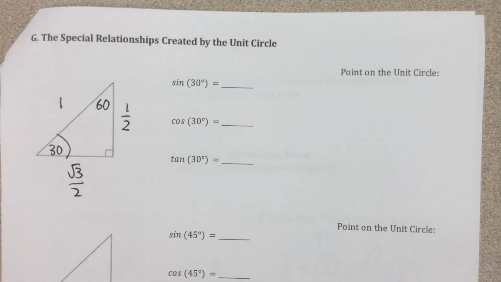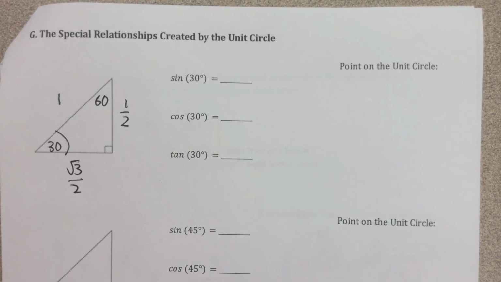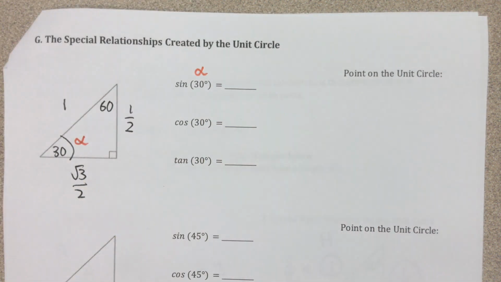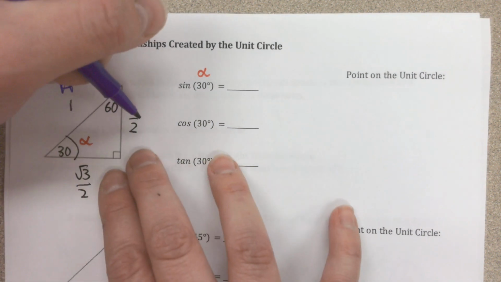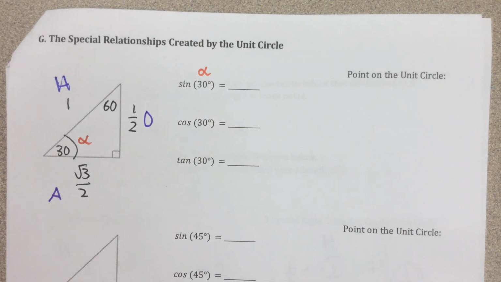(30, 60, 90). Hypotenuse is 1, bottom is rad 3 over 2, side is a half. We're going to find the three trig functions with those. So you can think of this as your alpha. This time we're actually going to put a number in there. So sine of 30, cosine of 30, tangent of 30. Let's label the HOA. Hypotenuse is 1. O is the half, the vertical, and the A is the horizontal.